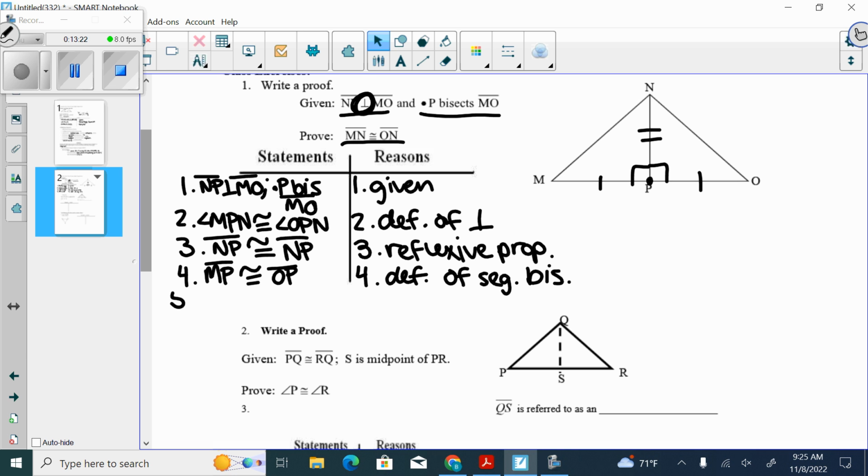So that's going to be my next statement. Triangle MNP is congruent to triangle, what would I name the other one then? ONP, good. By which postulate is this true? Very good.